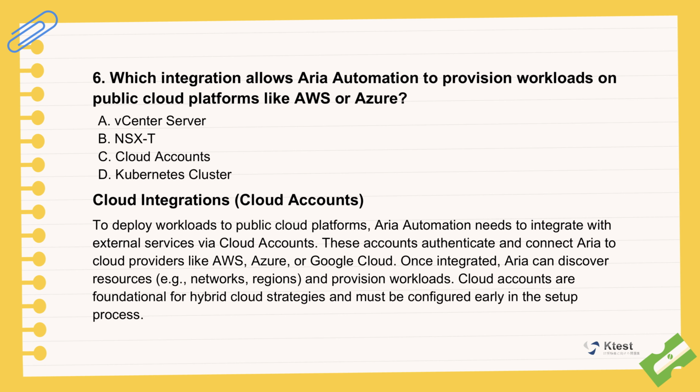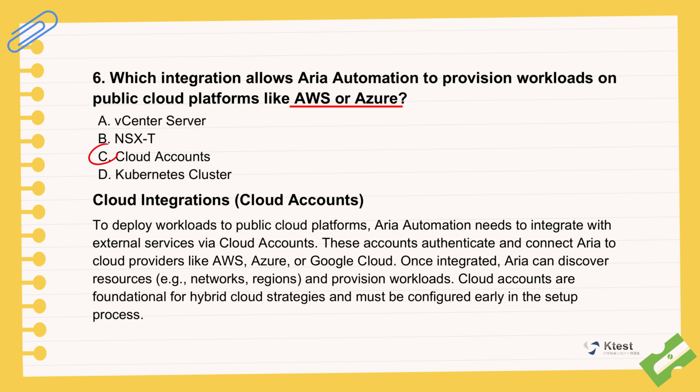So how does area automation actually make those connections to AWS or Azure? Question 6 asks about the integration needed for that. The key piece here is the cloud account. Cloud account? Think of a cloud account within ARIA as basically a secure, authenticated connection to your subscription or account in that public cloud provider. Right. You configure it with the necessary credentials, API keys, endpoint details, whatever ARIA needs to talk to and manage resources within your AWS account or your Azure subscription or Google Cloud project.